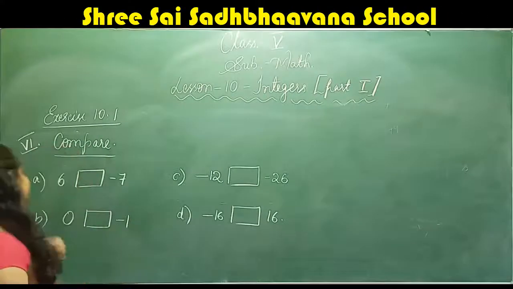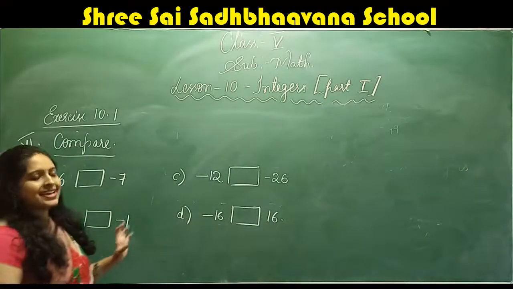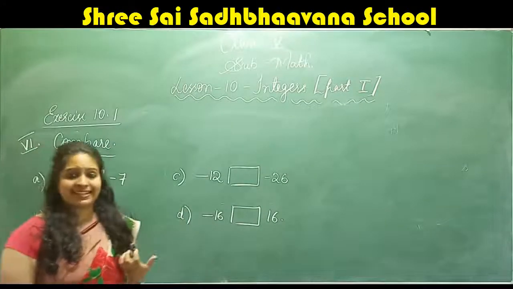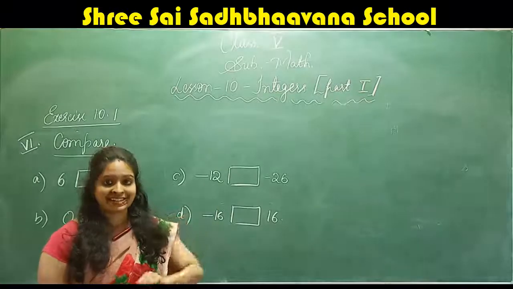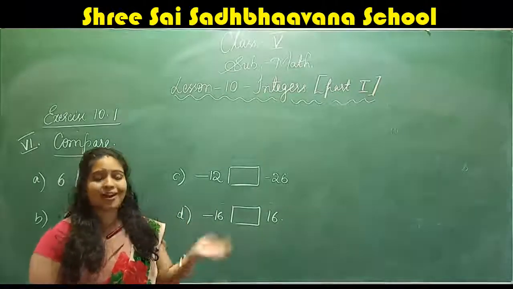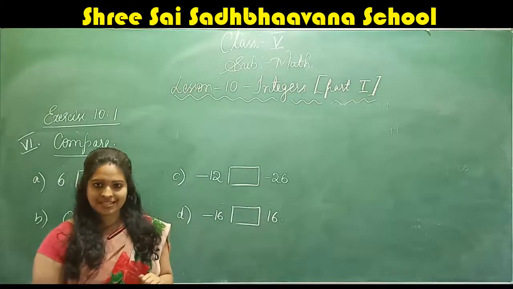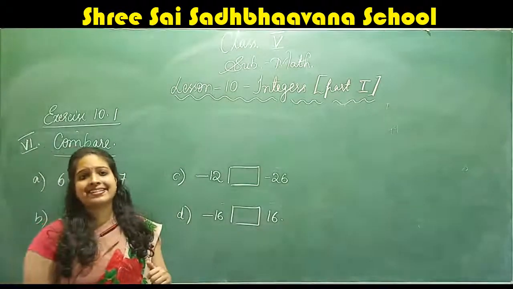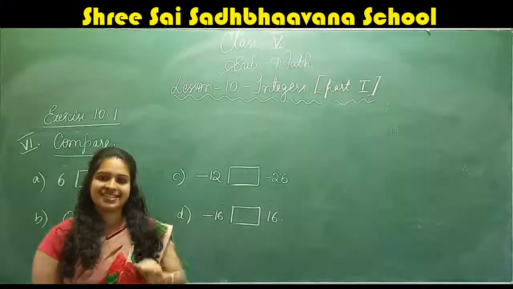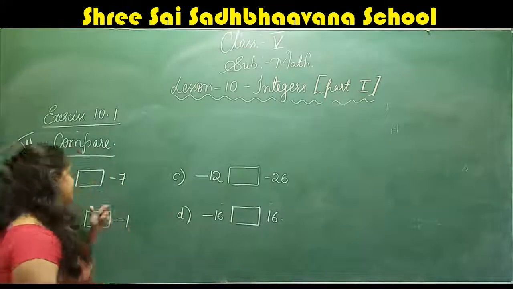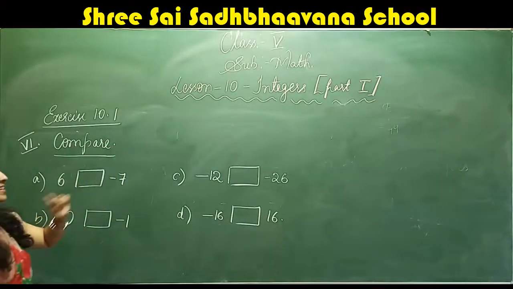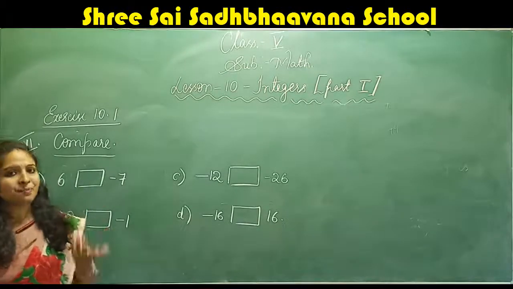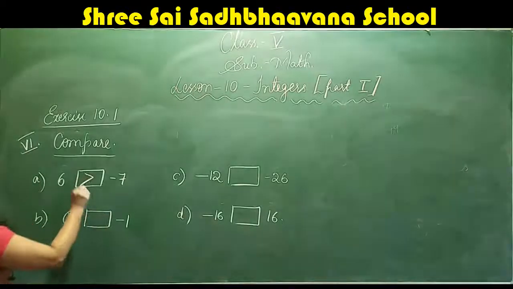Children, now let us discuss the sixth main, compare. So here pairs of integers are given, and we have to compare them. We know that positive integers are always greater than negative integers, and 0 is always greater than the negative integers. Right? And the greatest negative integer is always smaller than the smallest positive integer. So the first one, 6 and minus 7. Here the positive one, here the negative one. Which one is the greatest? The positive integer is always the greatest one.